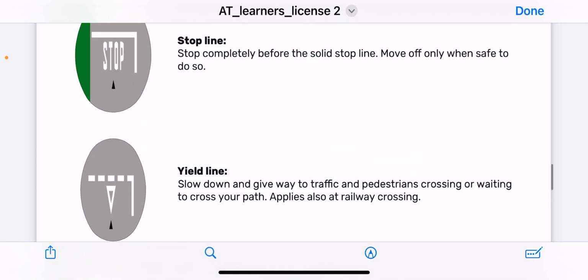Okay, so the first one is a stop line, and the second one is a yield line. Notice that a yield line and a stop line are not the same. The yield line uses broken lines, the stop line uses a solid line. When you get to a yield line, you slow down and give way to traffic and pedestrians crossing or waiting to cross your path. This applies also at a railway crossing. You slow down and give way to pedestrians who are already crossing, or vehicles that were there first and are crossing the road, and then you can move. Sometimes you don't necessarily have to bring your vehicle to a standstill.